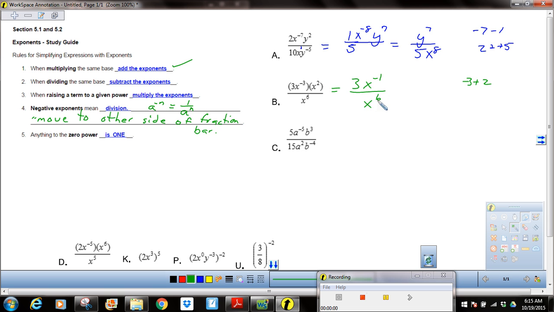Now we're dividing the same base. When I divide the same base, I subtract the exponents. -1 minus 6 is -7.